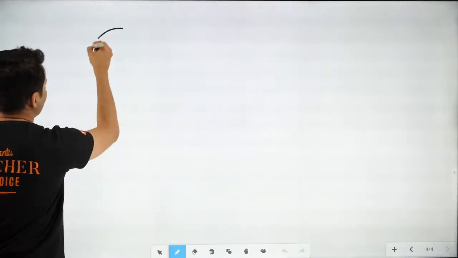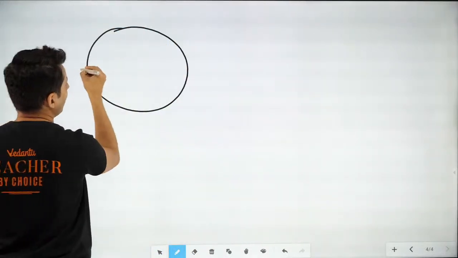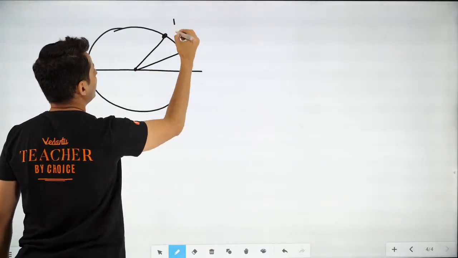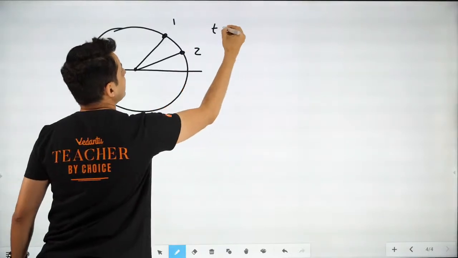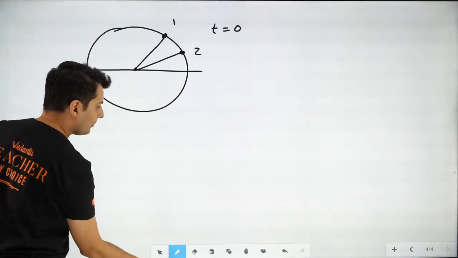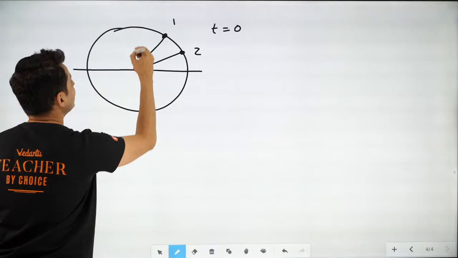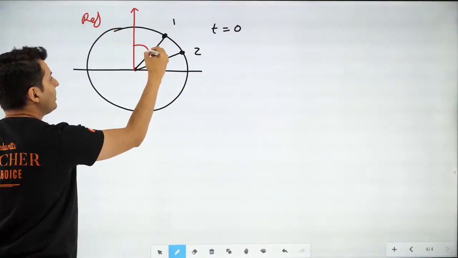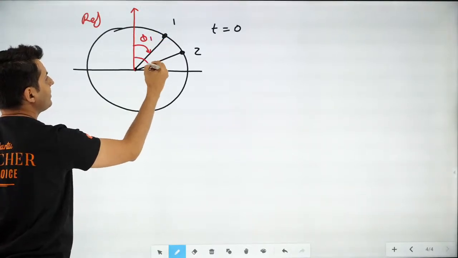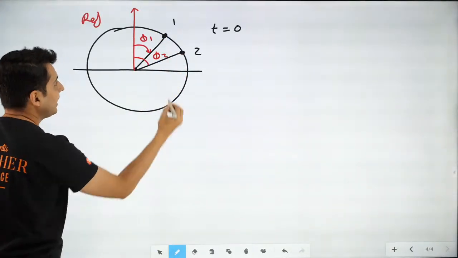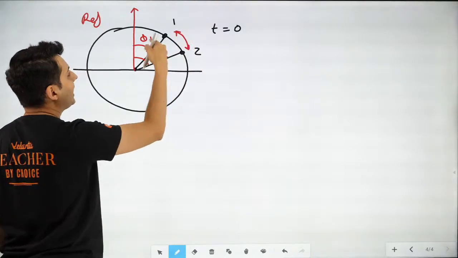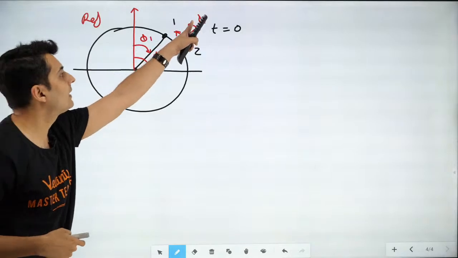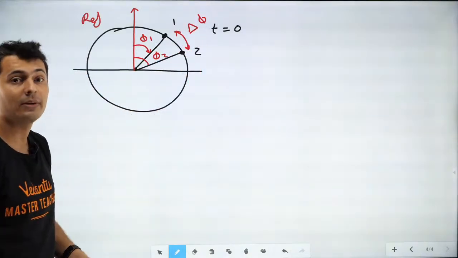Now, imagine another diagram. Again, imagine a circle. Now, imagine one particle over here, another particle over here. This is at t equal to 0. So, if this is my reference line, then this will be phi 1, this will be phi 2, and this angular difference will be delta phi, which is called the phase difference between the SHM.